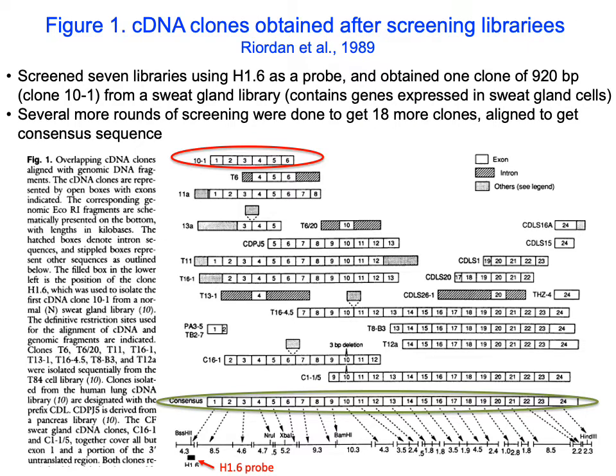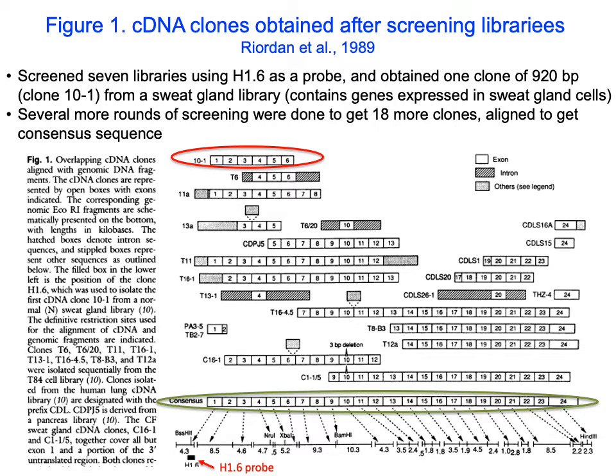So what they did here is they screened 7 different cDNA libraries using H16 as a probe. H16 I've written down in red at the bottom of the slide. That was one of the probes that they had previously identified. And using that probe, they were able to get one cDNA clone from a sweat gland library. So this is the clone 10-1 that I've circled in red at the top of the figure, and it was 920 base pairs.